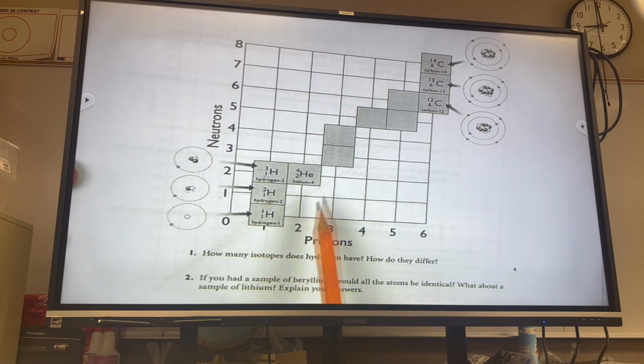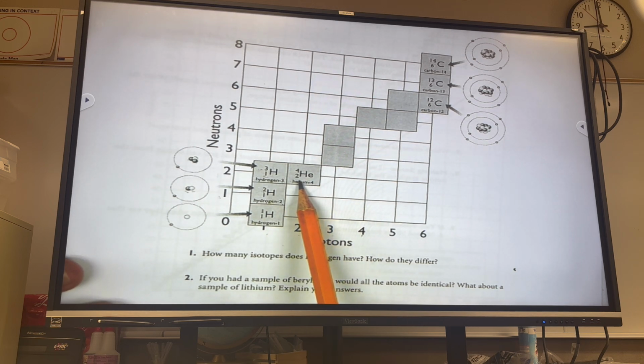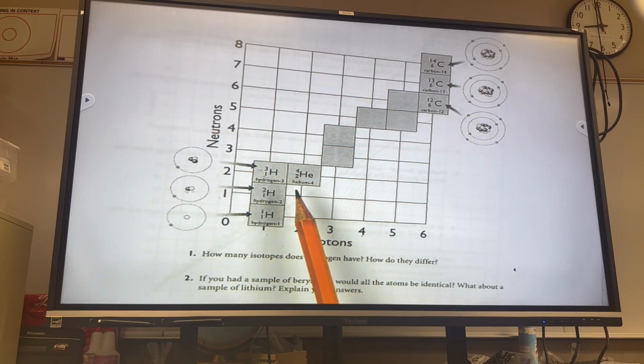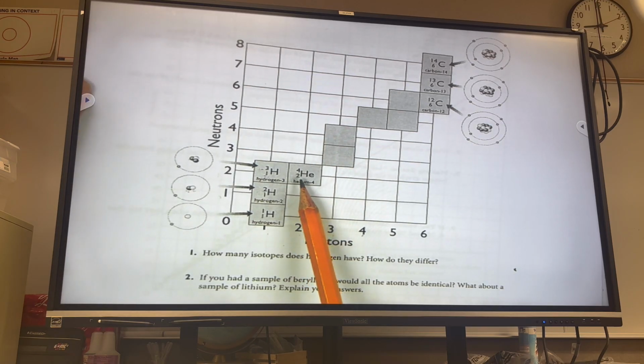Okay? And then helium, there's only 1 square for helium. Helium doesn't have any isotopes. It just has the 1 form where you have 2 protons, and then it has a mass number of 4. So if it has 4 particles in the nucleus and 2 of them are protons, how many neutrons does helium have? Whatever 4 minus 2 is, right? So 4 minus 2, helium has 2 neutrons.